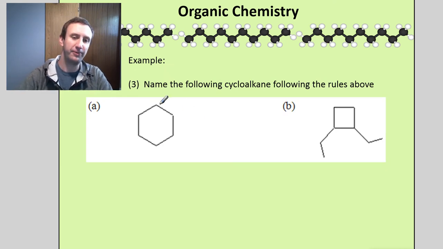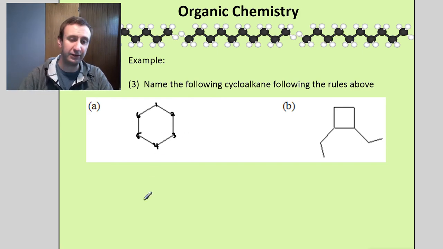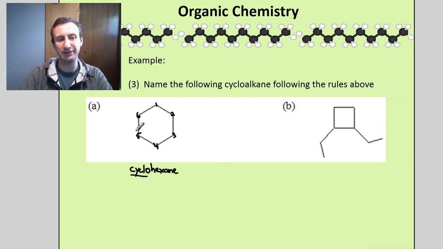So for example, if I take a look at this particular structure, I have 1, 2, 3, 4, 5, 6 carbons, right? Nice line diagram here, 1, 2, 3, 4, 5, 6. So this is going to be cyclohexane. Cyclo means I have a closed shape, and then hexane means that I have 6 carbons in that closed shape.